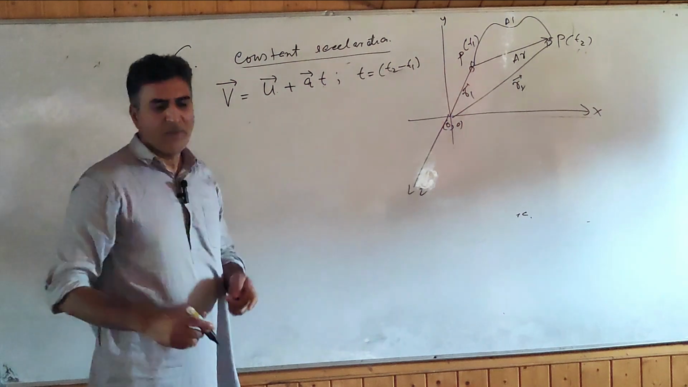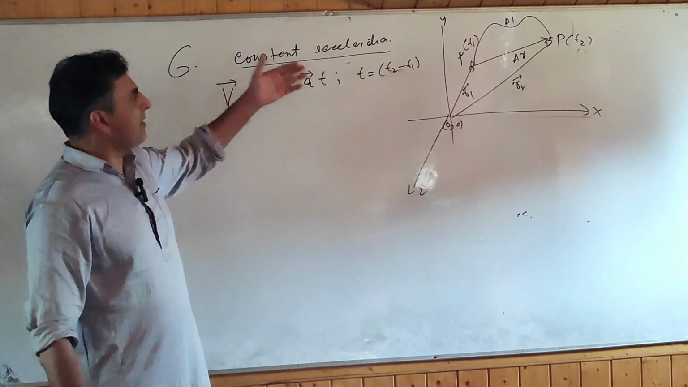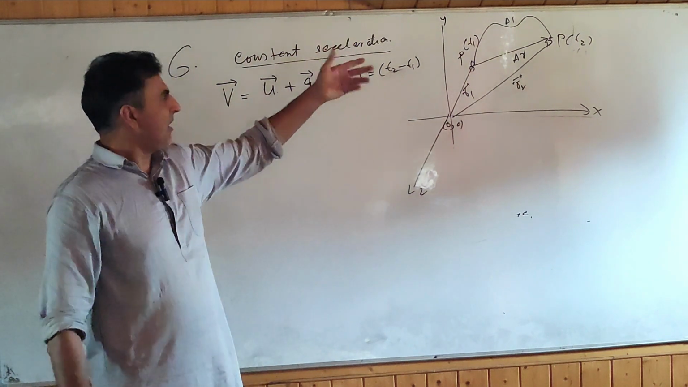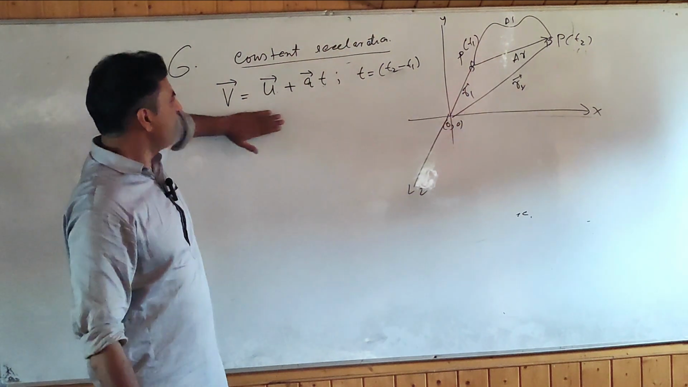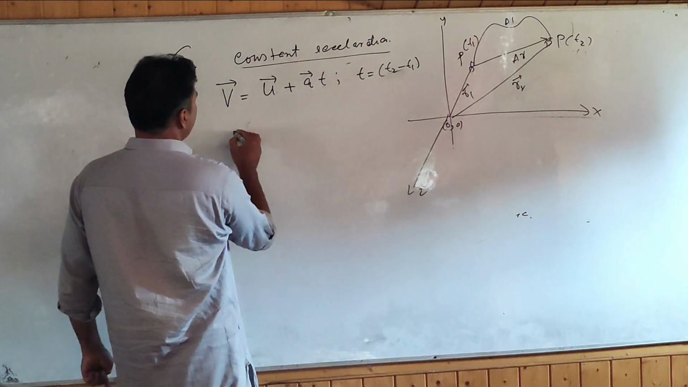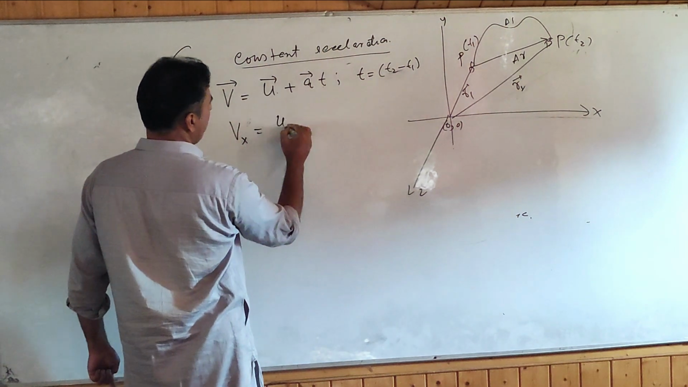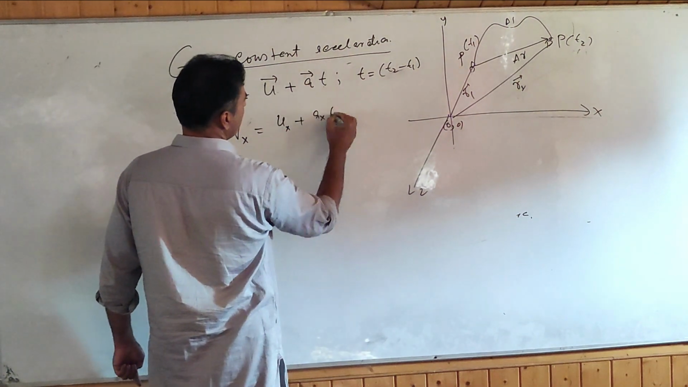This is the answer. And this answer holds when the motion is 3 dimensional, or maybe 2 dimensional, or maybe 1 dimensional. This is the general equation. But if the motion is 1 dimensional, then you can write: final velocity at time t2, x component, is equal to ux plus ax into t. You can write this.